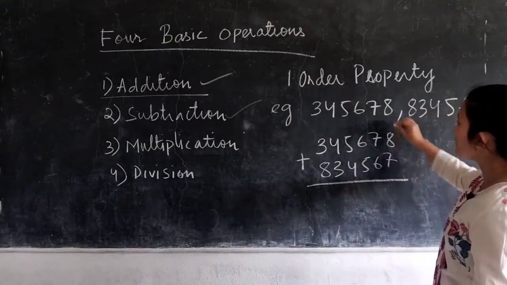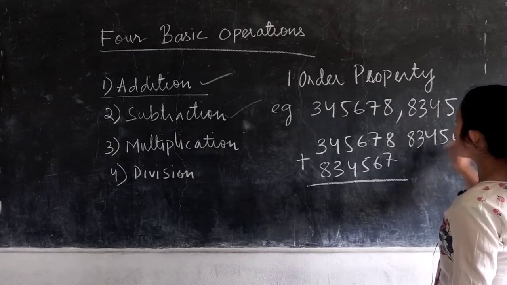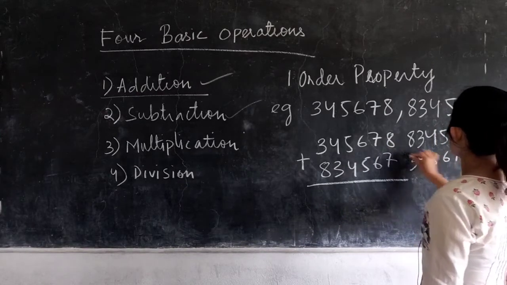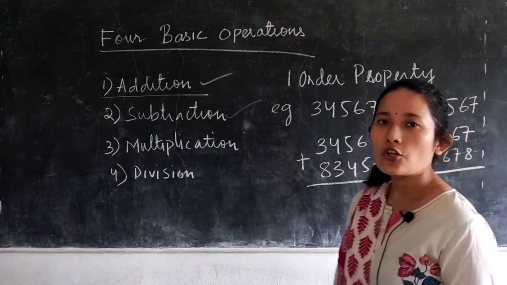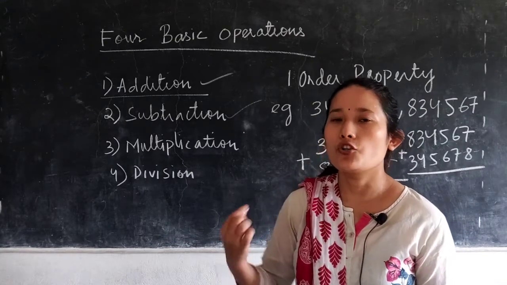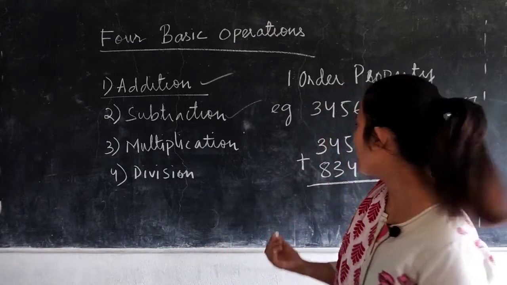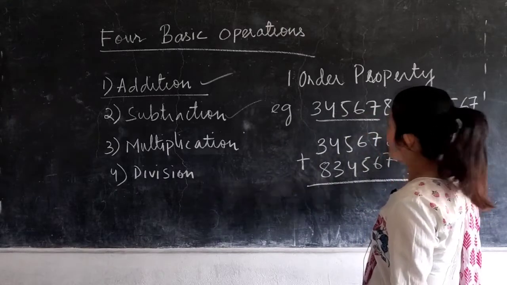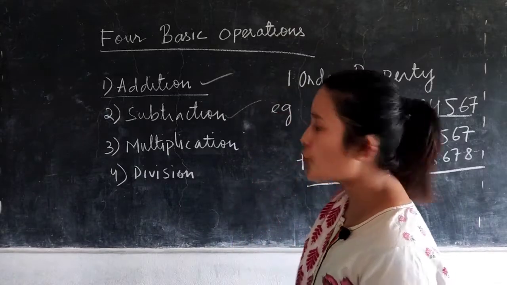And even if you reverse it, if you write 8, 3, 4, 5, 6, 7 first and the second number later, even then your answer will be same. Is that clear? So order property says that in addition you can keep the numbers as per your accord. Okay, as per your convenience, you can either write this number first, or this number first. Answer will be same.